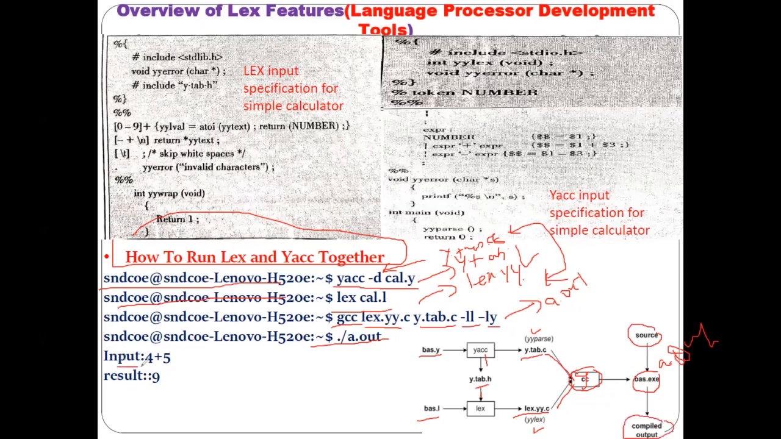For example, you give the input 4 plus 5. So 4 will get matched here, 5 will also get matched here, plus will get matched here, and then they will be sent as tokens to the Yacc program. And then the Yacc program will perform the action written in the Yacc program. This will match with this rule, 4 plus 5, this action will be performed and the result will be returned.